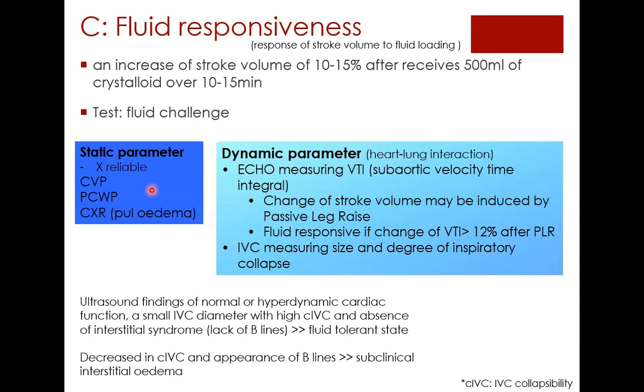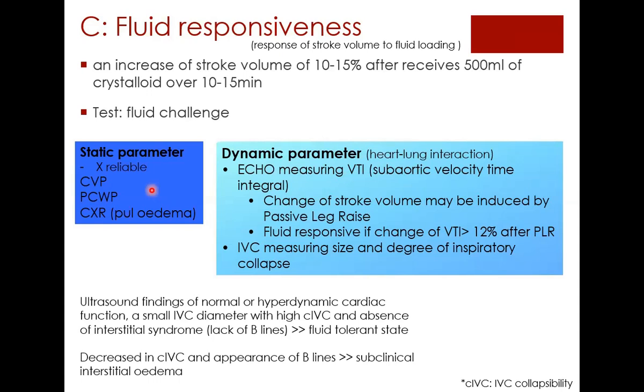Then we have the dynamic parameter, which is more reliable, and it tells you the relations between the heart and also lungs. You can see it through your echo, whereby you measure the VTI, which is the subaortic velocity time integral. So you do your passive leg raise. First you measure with the patient in a 45-degree head-up position with the legs at 180 degrees. Then you tilt the patient downwards, with the legs raised to about 45 degrees.